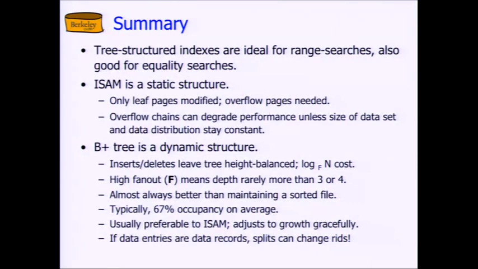On average, it works out that things are about two-thirds full in a B plus tree, so you want to account for that when you think about what F really is in practice. It's about two-thirds of the possible occupancy. Almost always you want a B plus tree instead of ISAM because it's a dynamic structure. So almost nobody uses ISAMs.